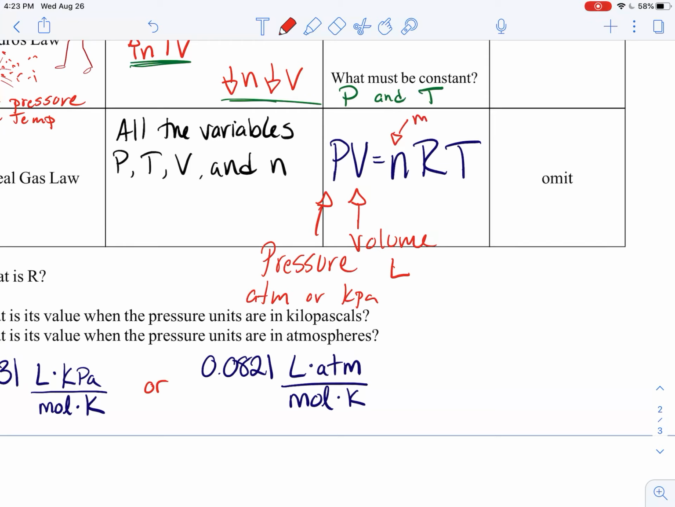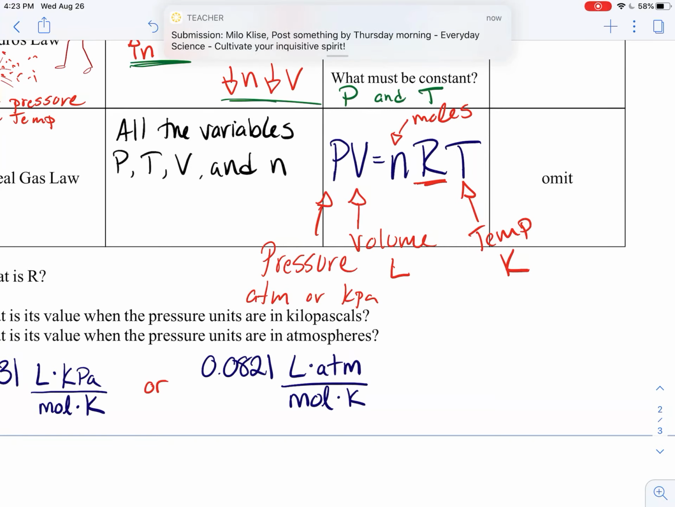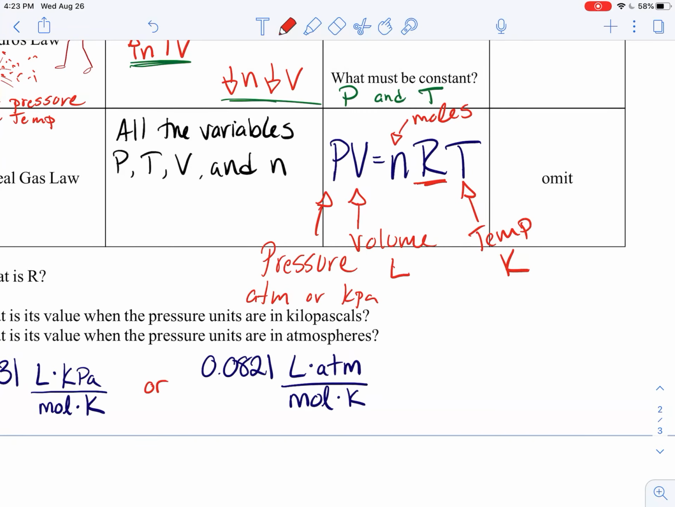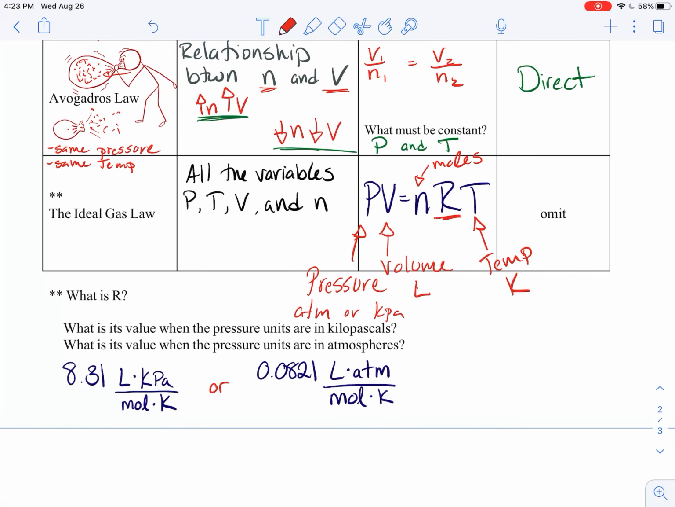We have moles of gas, which will be in the unit of moles. We have R, which is brand new, and I will talk about that in a moment. And we have temperature. And when we're using gases, our temperature will be in Kelvin. So you should always be plugging temperature into your equation in Kelvin. So if we're looking at all of these, the only one that you don't know is R.